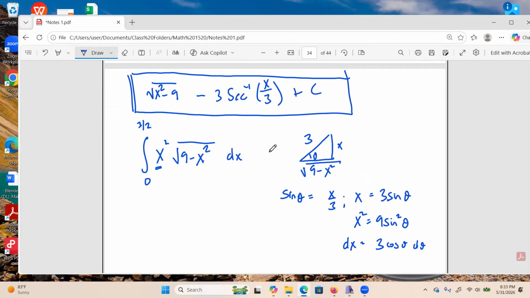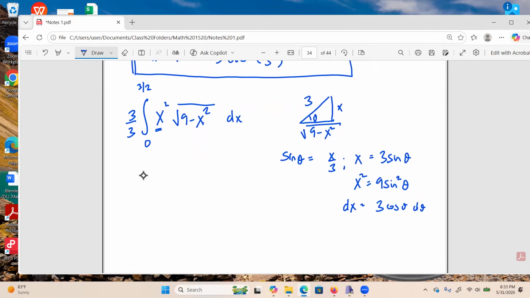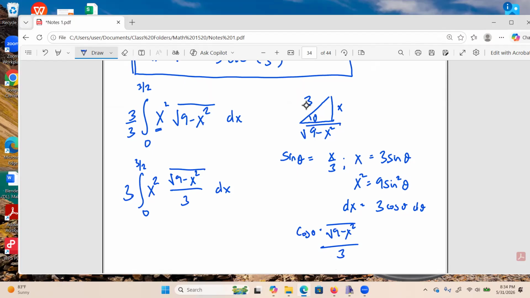All right. So here's what I'm going to do. I'm going to do one more thing that's going to be clever. Why am I doing this? I multiplied by 1, 3 over 3. So we have the integral from 0 to 3 halves. We have a 3. I'm going to leave that 3 outside. We have an x squared times the square root of 9 minus x squared all over 3 dx. Now, why did I do that? Because I'm looking at my triangle and I'm thinking to myself, cosine theta is equal to the square root of 9 minus x squared all over 3, adjacent over hypotenuse. That's this whole piece. That's my cosine theta.